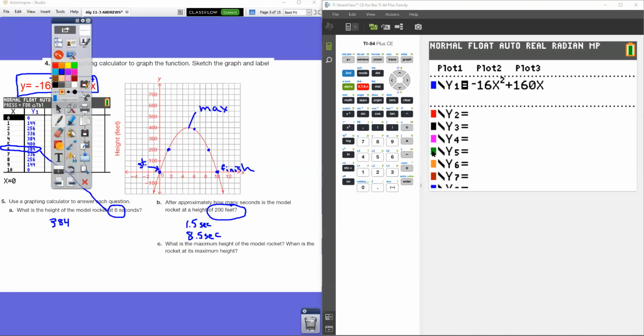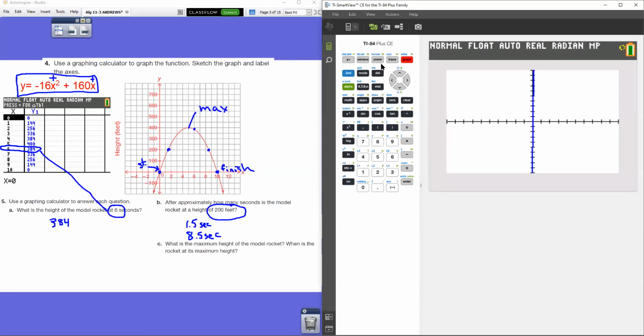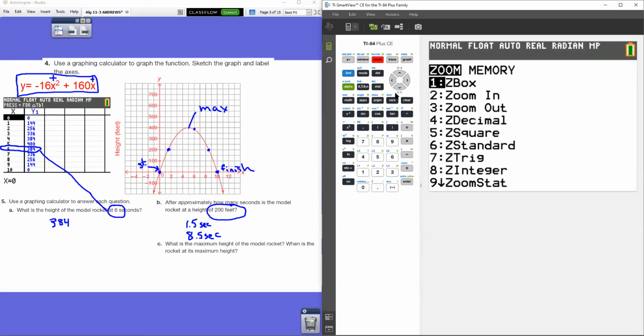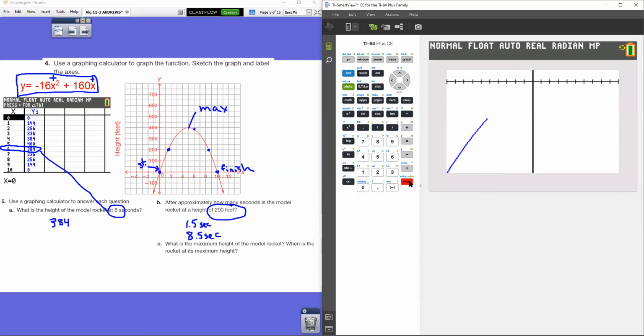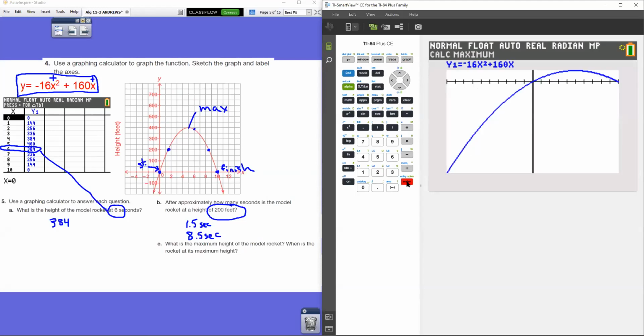All right, so taking a look at our calculator now. We have our equation in there already. If I go to graph, and then go to zoom and fit, I can see the whole thing. A couple people were confused about how to do your max. Remember that you can find your max for sure by going to second, calc, and down to number 4, which is your max.